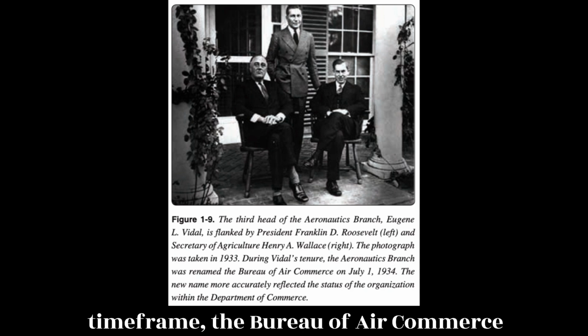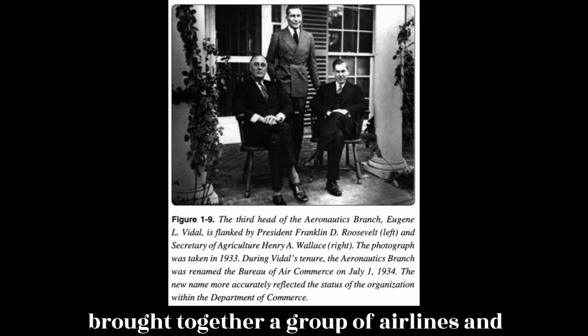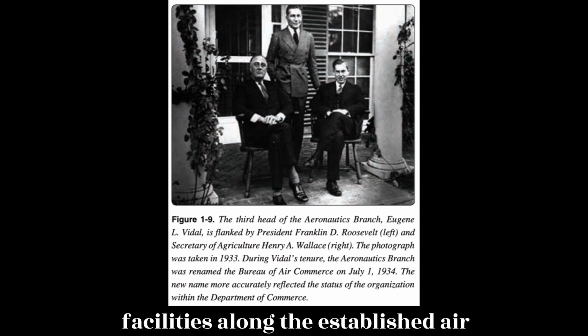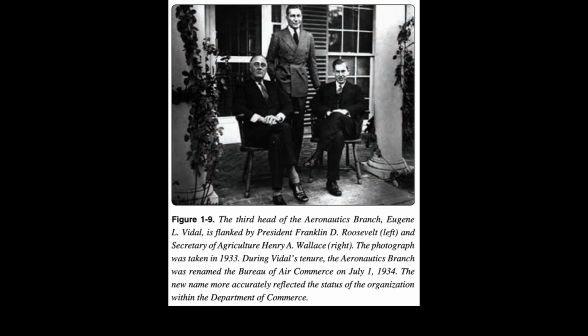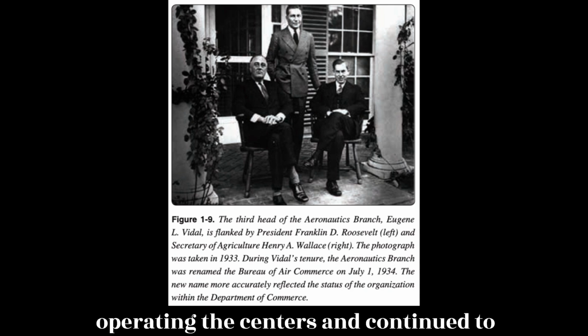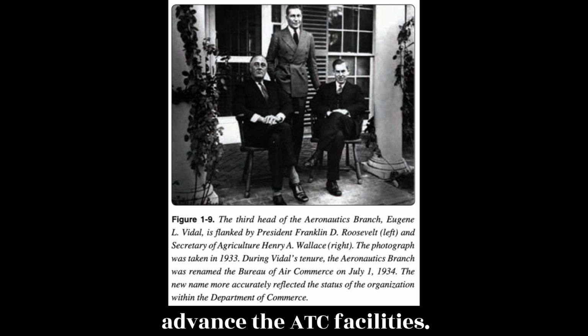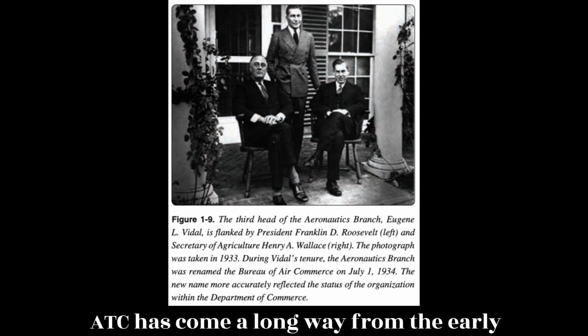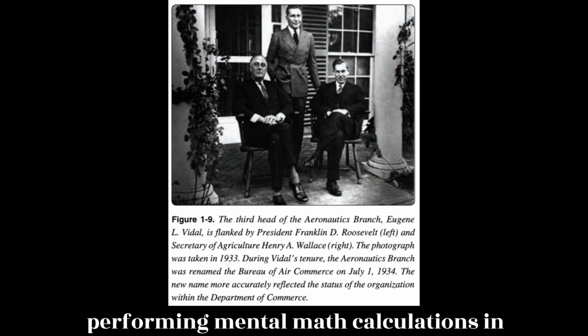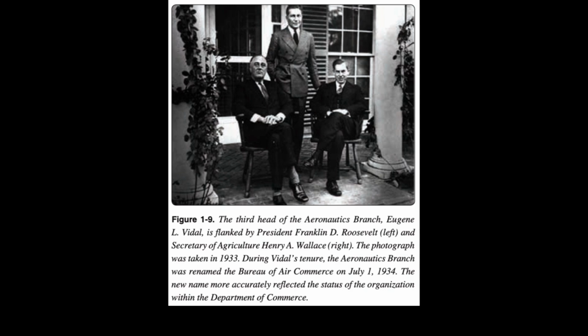Within this time frame, the Bureau of Air Commerce brought together a group of airlines and encouraged them to form the first 3 air traffic control (ATC) facilities along the established air routes. End of page 1 to 4. Then in 1936, the Bureau of Air Commerce took over the responsibilities of operating the centers and continued to advance the ATC facilities. ATC has come a long way from the early controllers using maps, chalkboards, and performing mental math calculations in order to separate aircraft along flight routes.